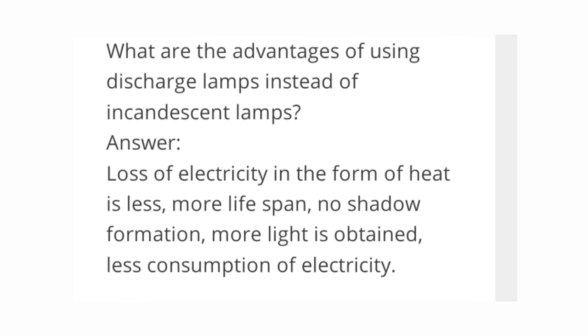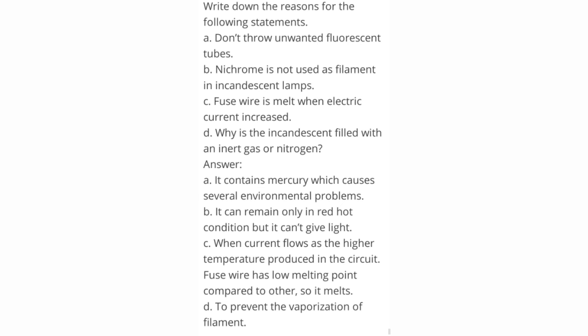10,350 joule. What are the advantages of using discharge lamps instead of incandescent lamps? Answer: loss of electricity in the form of heat is less, more lifespan, no shadow formation, more light is obtained, less consumption of electricity. Write down the reasons for the following statements.